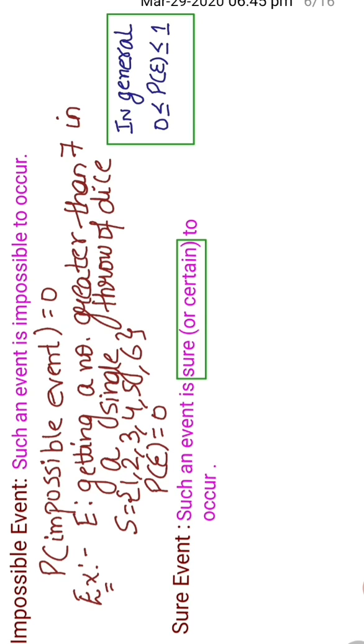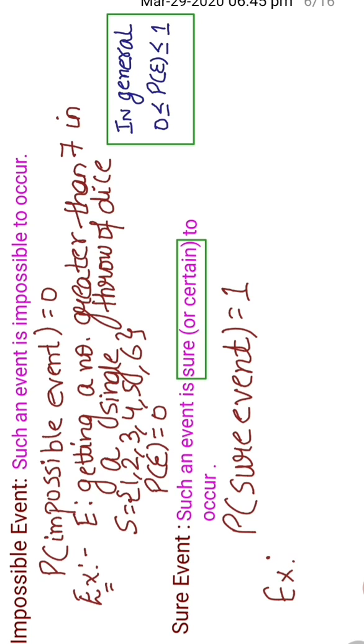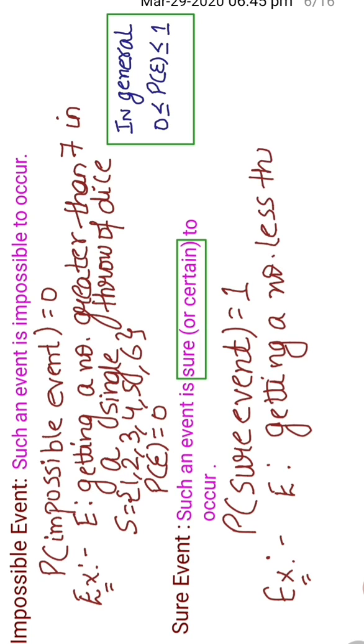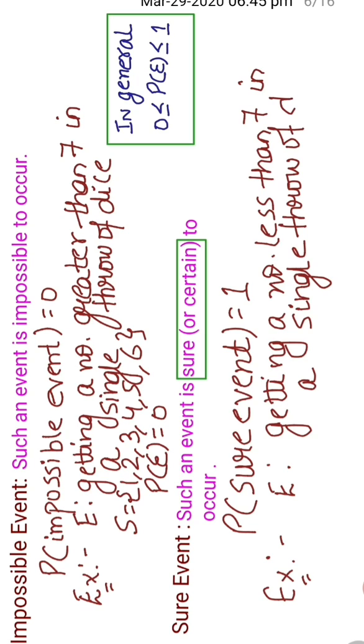Now the sure event. Such an event is sure or certain to occur. That means if this event is sure to occur, the probability of a sure event is equal to 1. Take the example of throwing a dice. Here event E is getting a number less than 7 in a single throw of dice. Suppose a dice is thrown once. The possible outcomes are written here: 1, 2, 3, 4, 5, 6. So in every case we always get a number less than 7. So this event is sure to occur, so its probability will be equal to 1.